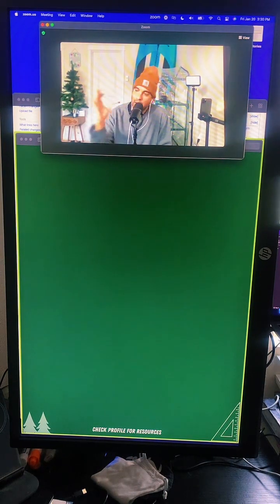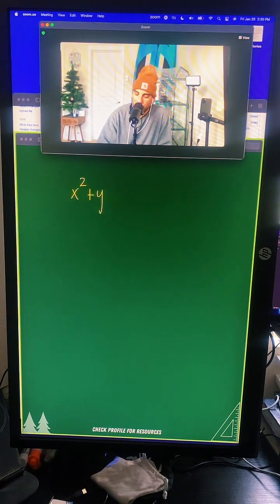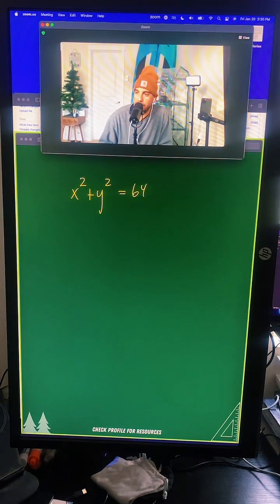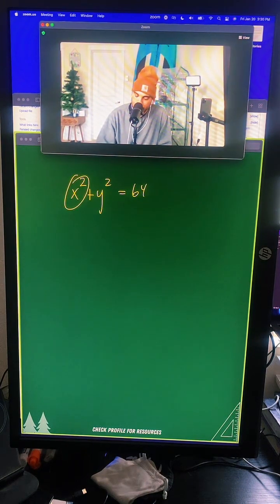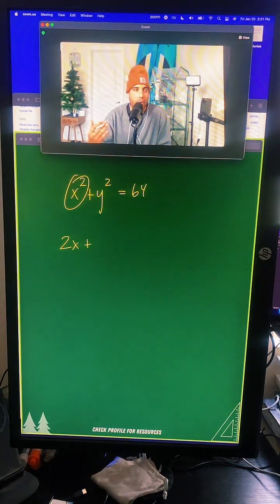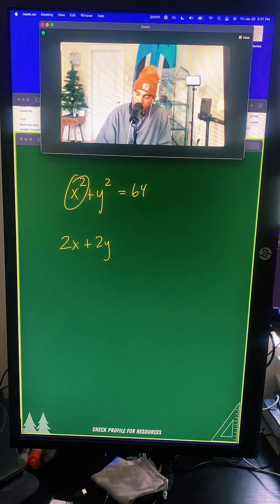Okay. So let's talk about implicit differentiation. You're going to see why I'm doing this. Let's briefly talk about how we can solve something like this: x squared plus y squared is equal to 64. We're just going to take the derivative of this. Yes, implicit differentiation is the one where you put the dy over dx for every y value. We're going to take the derivative like we normally do. So the derivative of x squared is 2x, plus the derivative of y squared is 2y, but we need to include a dy over dx.